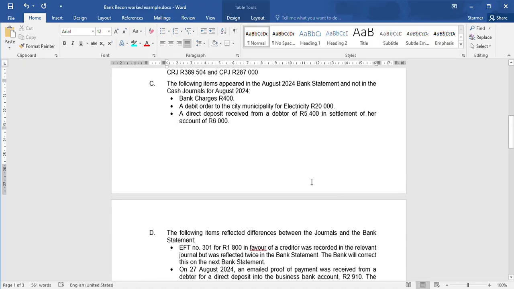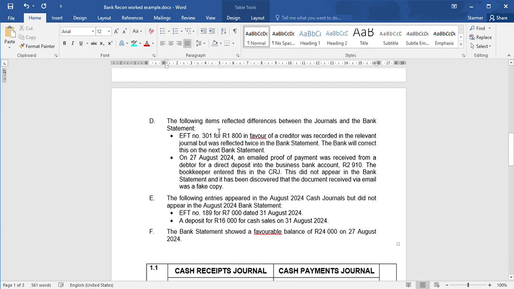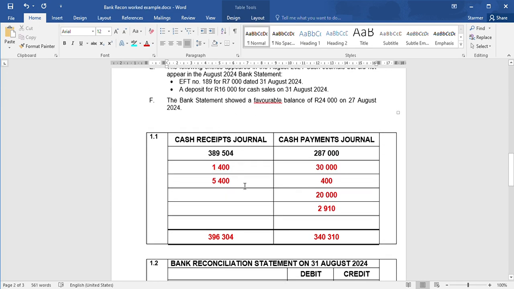And then the third one here, a direct deposit received from a debtor for 5,400 Rand, the settlement of her account of 6,000 Rand. We need to record that we are receiving money. Now the amount you're going to use here is just the amount of the deposit, which is the 5,400. If you were doing an entire CRJ, you would record 600 Rand as discount. But you're not doing the entire CRJ, so you just record the amount of money that you received.